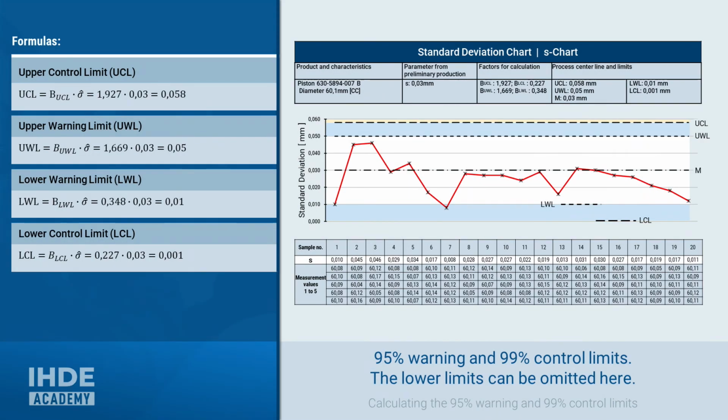Next, the values are inserted into the formulas and the limits of the control charts are calculated. The upper control limit is 0.058 mm and the upper warning limit is 0.05 mm. Both were plotted on the control chart. The lower warning and control limit is only 0.01 or 0.001 mm. Since one strives to reduce the spread anyway, it actually makes no sense to draw lower limits so close to zero on the control chart. Therefore, in such a case, they are simply omitted and are only indicated here.